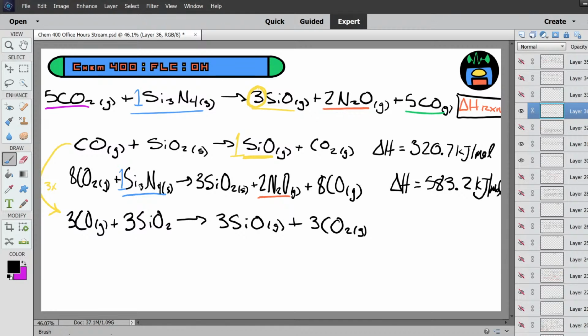Our delta H here, we also need to multiply by 3. And again, remember, it's this delta H that we're multiplying by 3. So we take 320.7 times 3. So that comes out to be 962.1 kilojoules per mole.